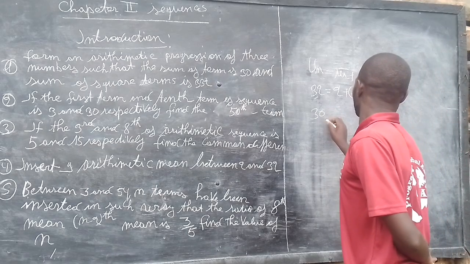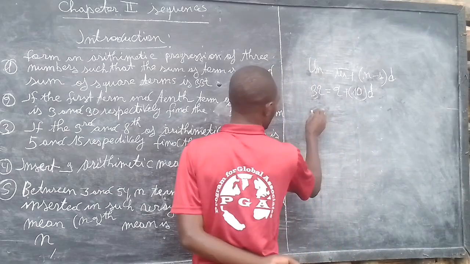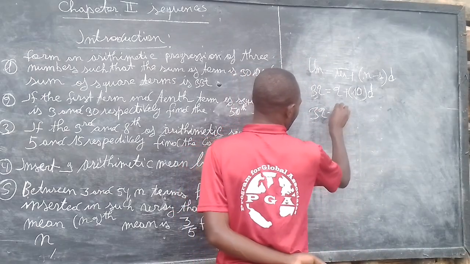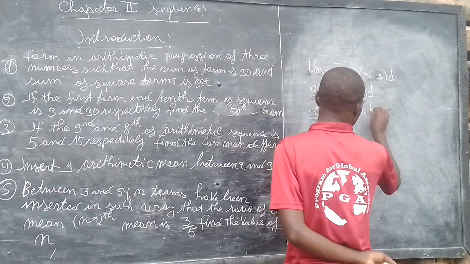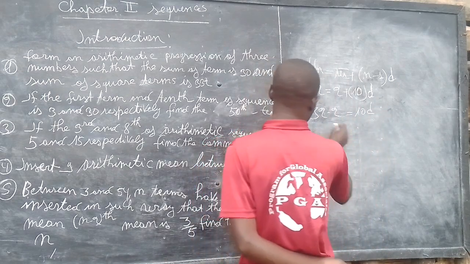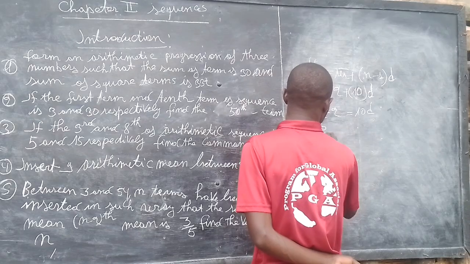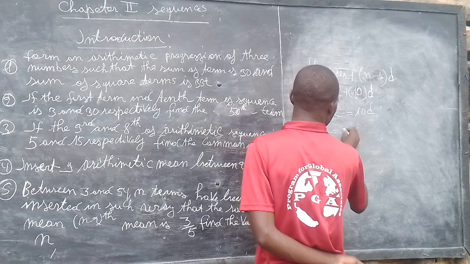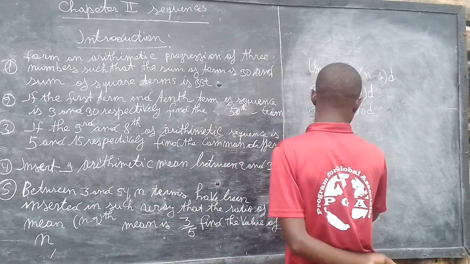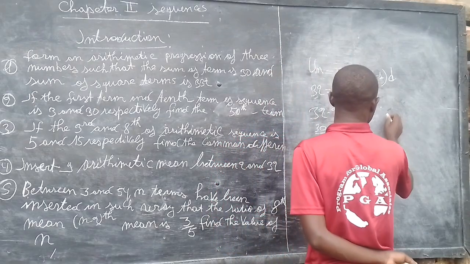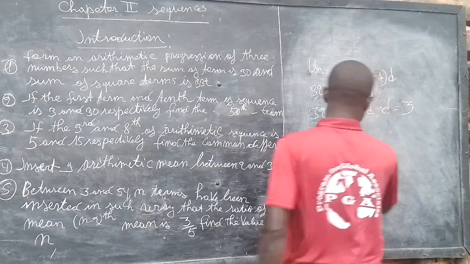So here we have 30 because we have 32 minus 2, which is equal to 10d. Here we have 30 over 10, which is equal to 3. This is the common difference, we have d. Our d is equal to 3.